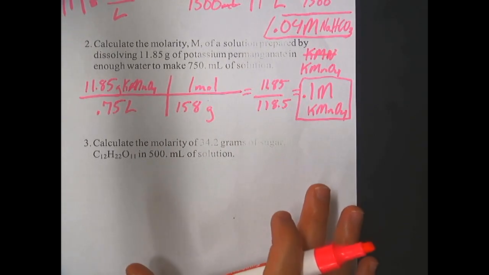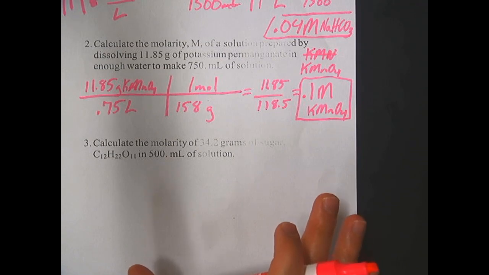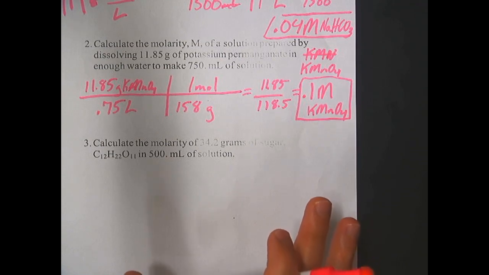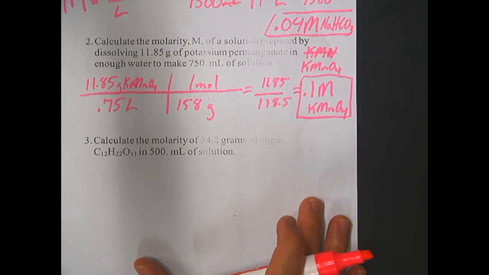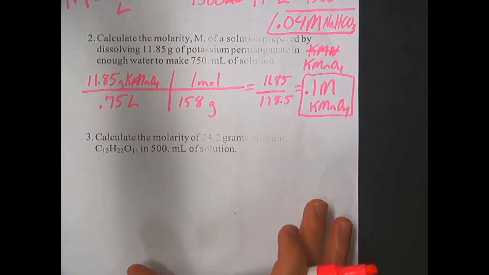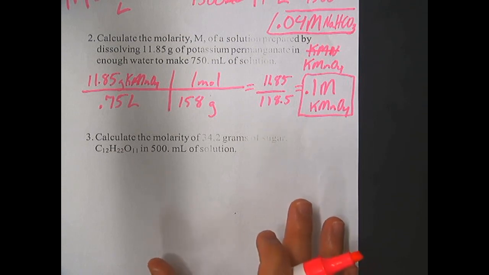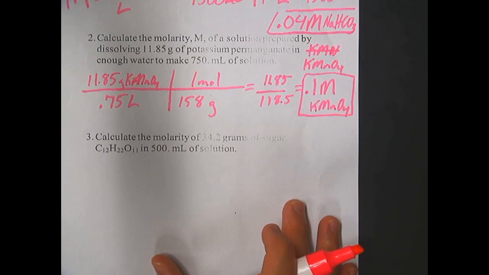All right, let's look at the next one. Let's calculate the molarity of 34.2 grams of sugar, looks like sucrose, in 500 milliliters of solution. All right, so what I want you to do is, if you're watching this live or you're watching this, pause it right here. See if you can work this out, and then play it, and I'll work it out and see if you're right. Okay? So pause and try to work this out on your own.